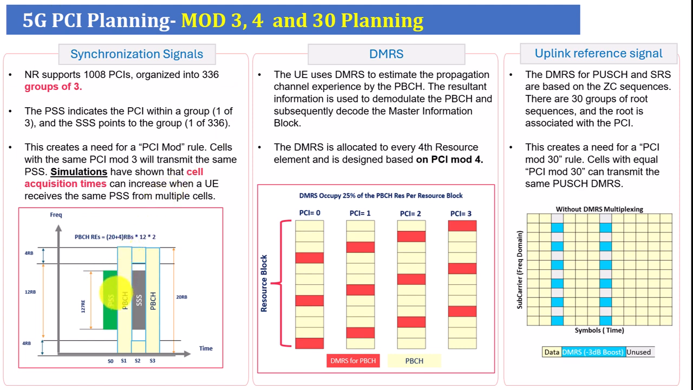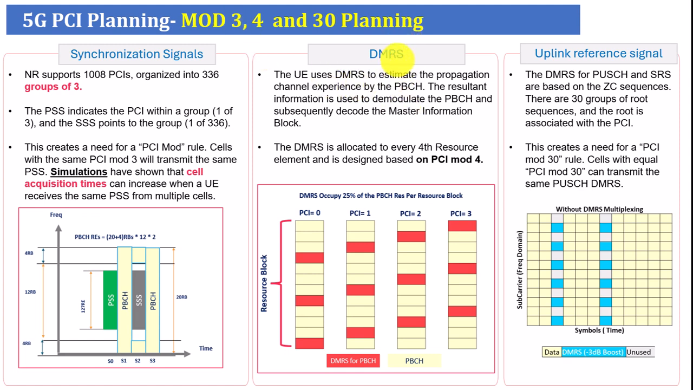As mentioned here, this is based on some simulations, quoted from 5G NR bullets, showing that mod 3 interference can increase the cell acquisition time during the initial access, if the user receives the same PSS with the same mod from multiple different cells. So this is the first thing about mod 3.